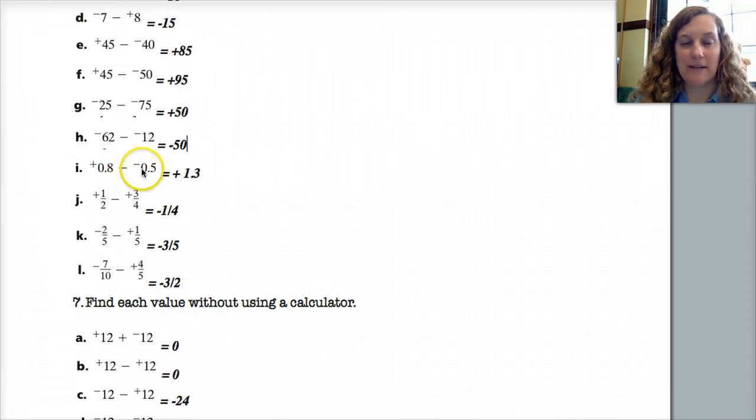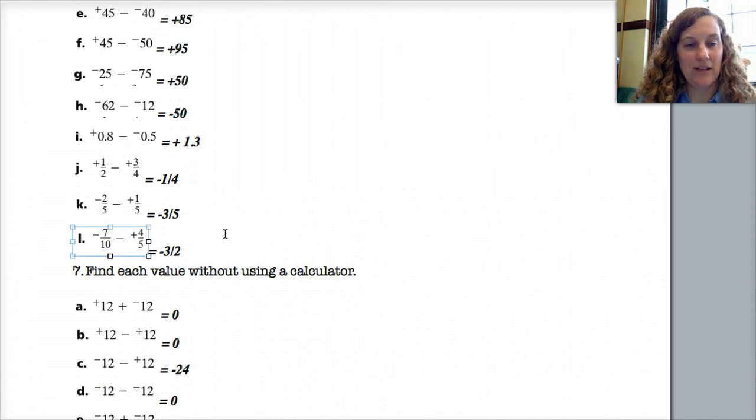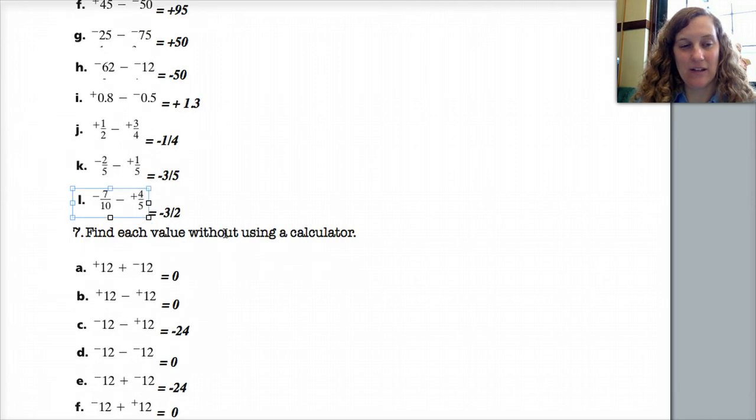+8/10 minus -5/10 is +1 3/10. +1/2 minus +3/4 is -1/4. -2/5 minus +1/5 is -3/5. -7/12 minus +4/5 is -3/2.